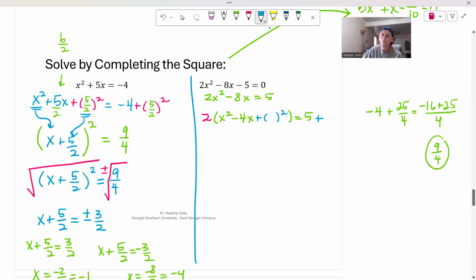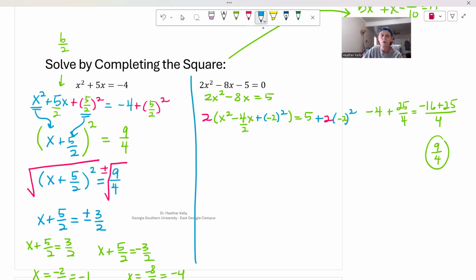plus, and we've got to be careful because I didn't just add in a set of parentheses squared on the left side. I actually added in 2 times a set of parentheses squared. So I'm going to have to go 2 times that set of parentheses squared. Okay. And now we're ready to just put in that middle term by dividing this guy by 2. So we'll have a -2 in here.